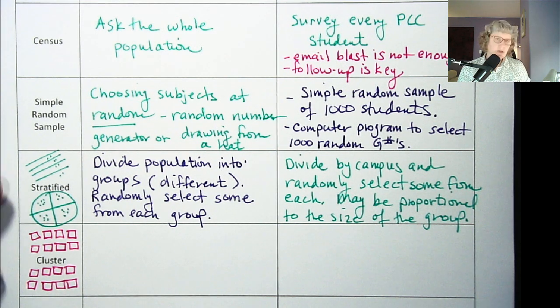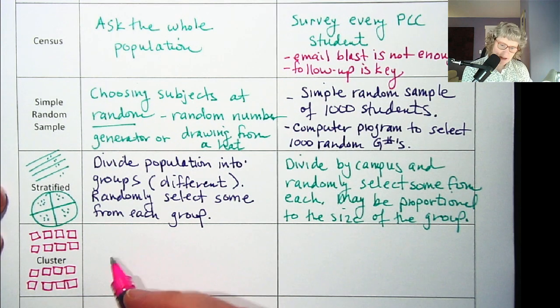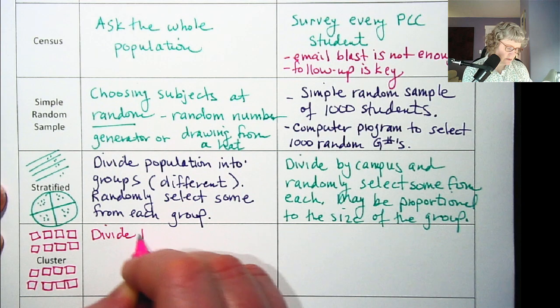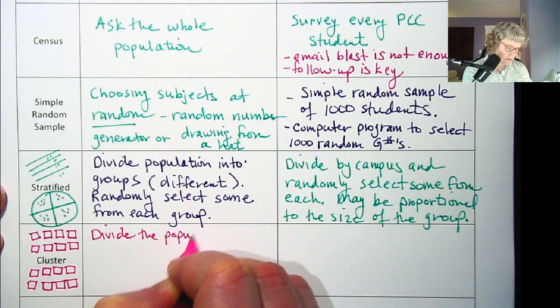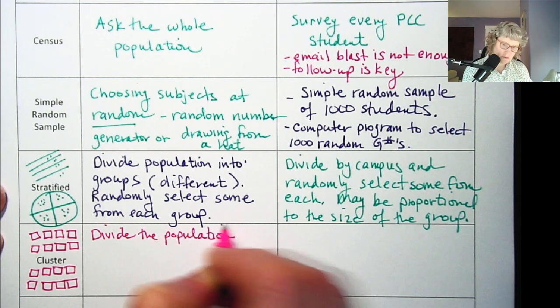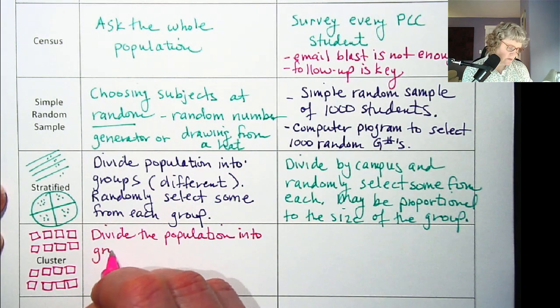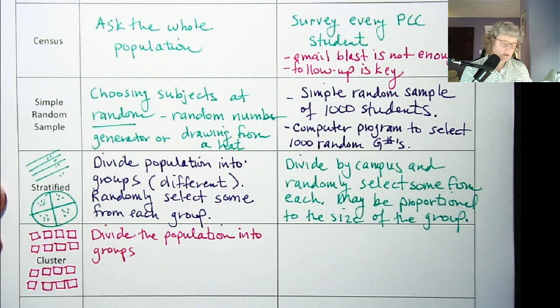So stratified and cluster get mixed up sometimes. Stratified is some from every group, and cluster is everyone from some groups. They're kind of opposite like that. So let me write it out, and hopefully that'll help. Divide the population into groups. It's usually a natural division like campus or classroom or something like that.